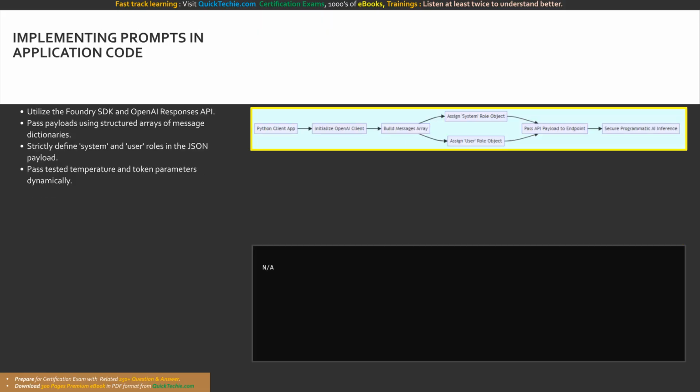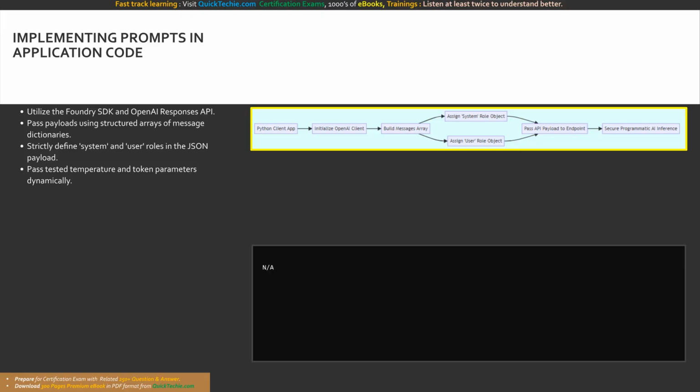In our final section, we will examine how to transition your perfectly engineered prompts from the Microsoft Foundry Playground directly into your production application code. When building a lightweight chat client or a sophisticated AI agent, you will utilize the Foundry Software Development Kit, or SDK, to programmatically connect to your deployed endpoint. Using the OpenAI-compatible Responses API, your Python application code dynamically constructs a structured message payload to send to the server.